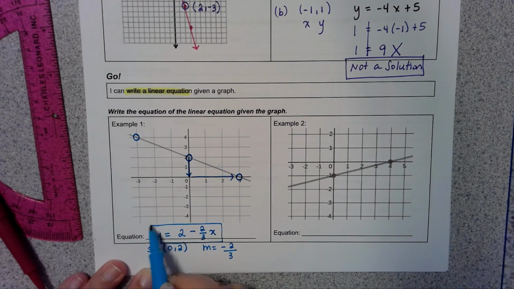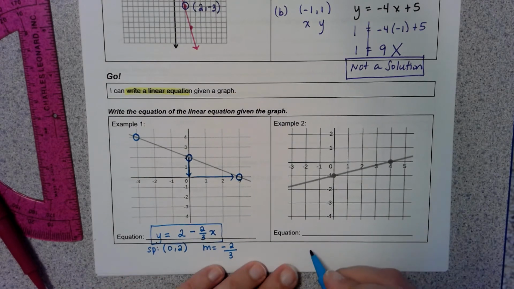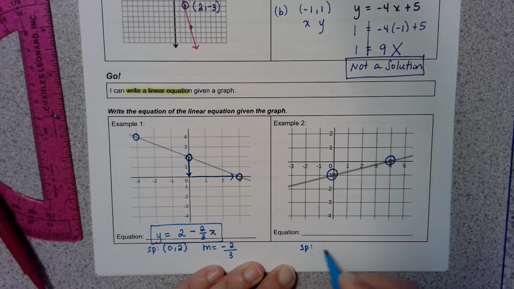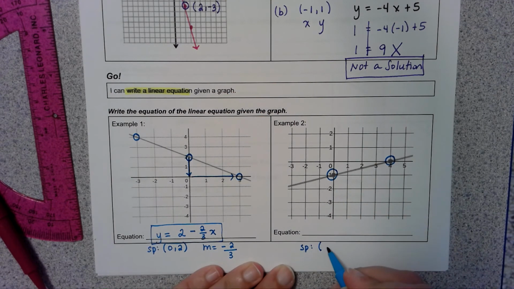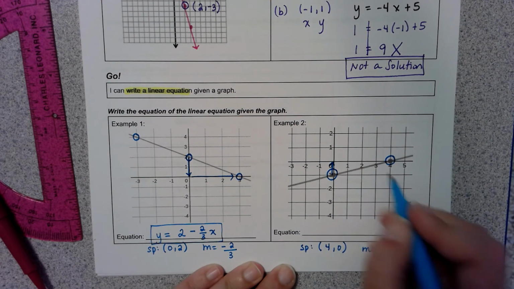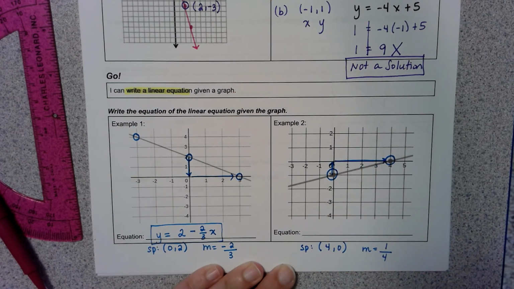For the next one, I gave you 2 nice points to use, so I'm going to use these 2 nice points. My starting point, I'm just going to show you an example that I don't use the y-intercept. So I could use (0, -1). I'm going to use (4, 0). My slope would be up 1 over 4. So my equation would be y equals 0 plus 1 over 4 times parentheses x minus 4. So starting with 0, add 1 over 4 times x minus 4, and that would be my equation.